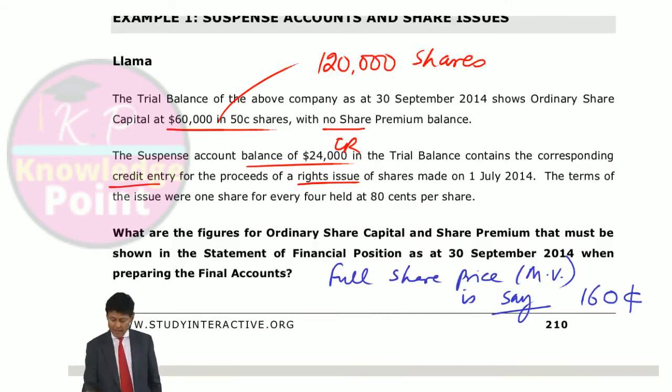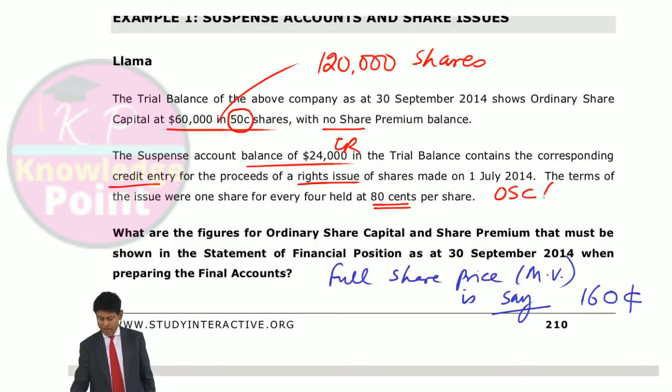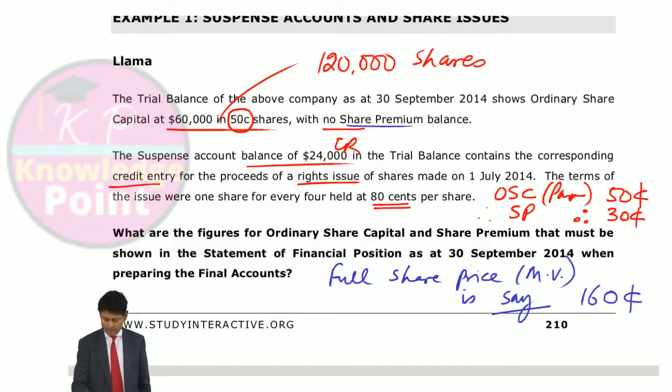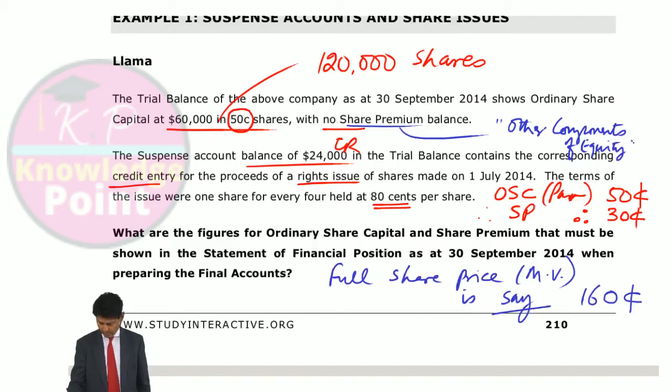And because the nominal value, the par value of the shares is 50 cents, what we're saying is the ordinary share capital par value has got to be the 50 cents each, and the excess share premium is 30 cents, also known as other components of equity. Okay, so share premium is sometimes called other components of equity.